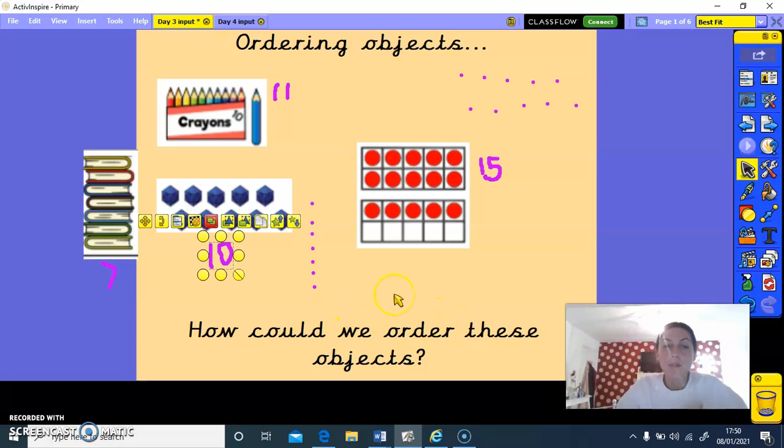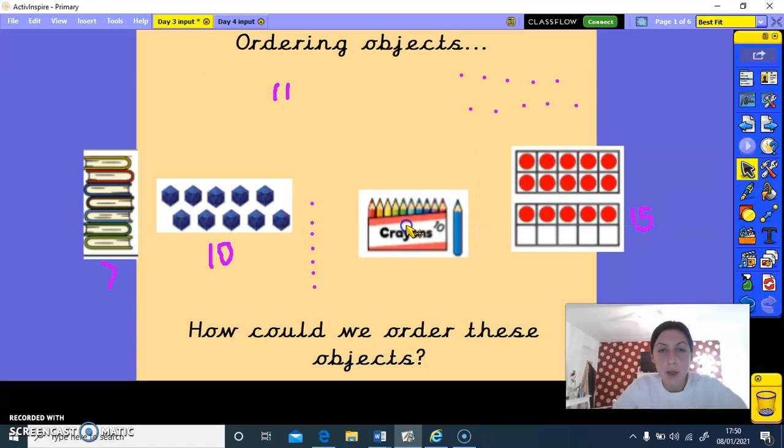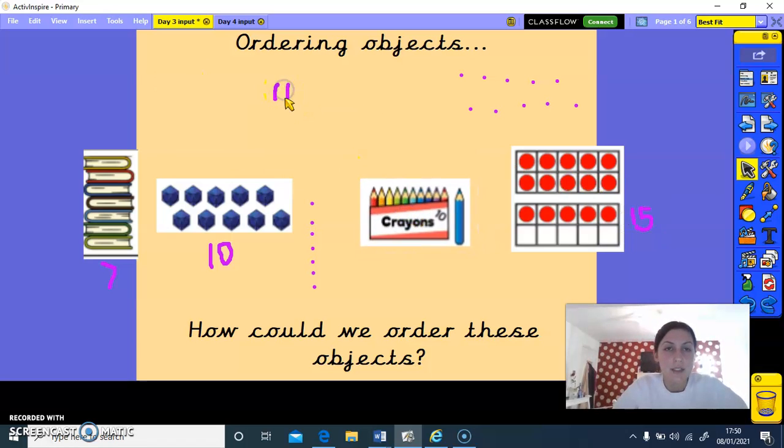What object or amount would come next after that? The crayons. Let's just move this up, as this would come at the end, wouldn't it? Because it's the biggest amount. So I can put that there. And then here I could put my crayons, as that is 11. So I have ordered the objects from smallest to largest. I've got 7, 10, 11 and 15.